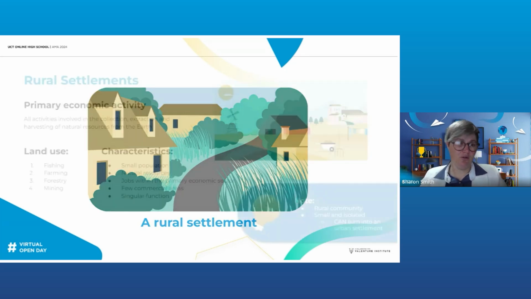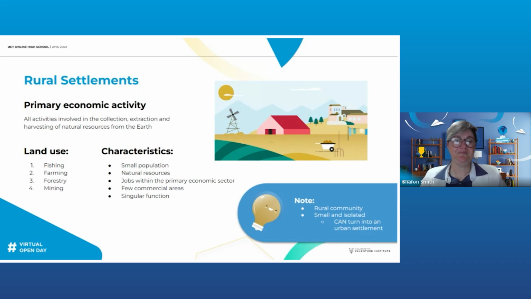Let's look at rural communities in more detail. So they usually have primary economic activities, which is we take whatever is in nature and we use it exactly like it is. Okay. Then we get the characteristics of a rural settlement. So they have a small population, low population density.